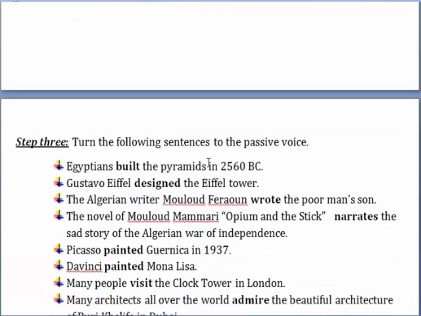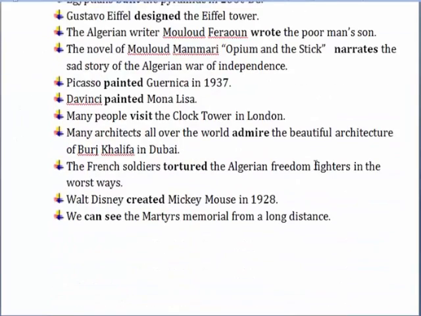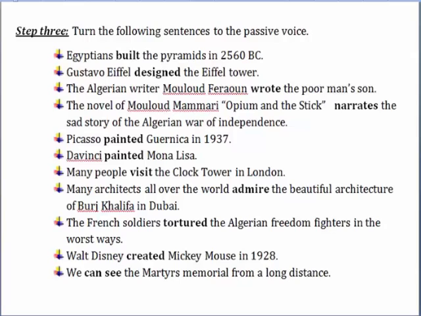Turn the following sentences to the passive voice. I want you to turn these sentences into passive voice. Okay, think a little bit of these sentences. Egyptians built the pyramids in 2560 BC before Christ. Gustavo Eiffel designed the Eiffel Tower. The Algerian writer Mouloud Feraoun wrote The Poor Man's Son. The novel of Mouloud Mammeri, Opium and the Stick, narrates the sad story of the Algerian War of Independence.